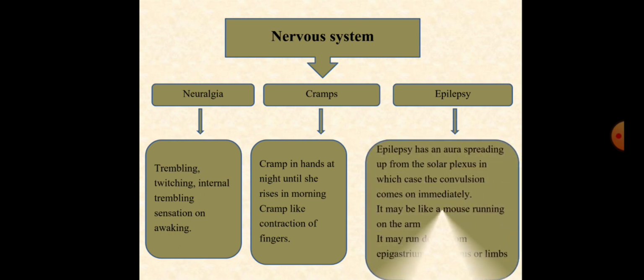Then epilepsy. Here you have to remember Calcarea carb. Epilepsy has an aura which spreads up from the solar plexus, in which case the convulsion comes on immediately. Solar plexus in the sense stomach. So from that area the aura will begin. They will have that sensation and then end up with convulsions. It may be like a mouse running on the arm, or it may run down from the epigastrium into the uterus or limbs.